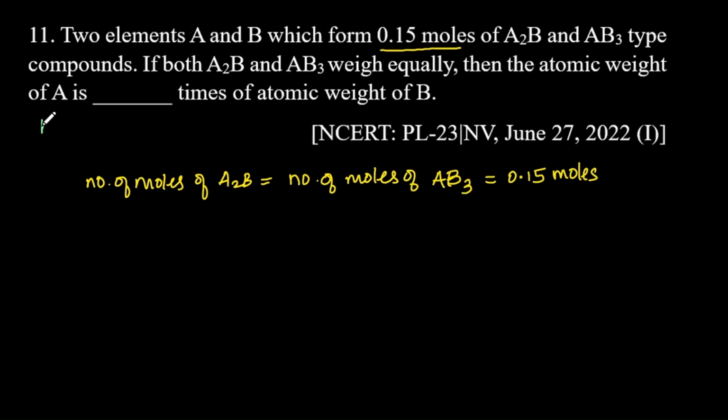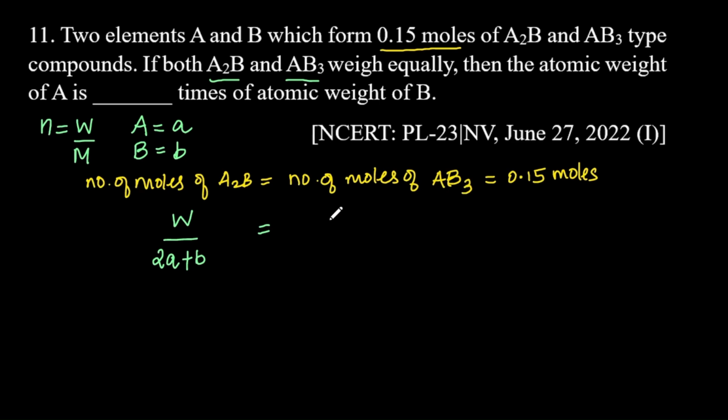Now we know the number of moles formula, n equals given mass by the molar mass. But we don't know the molar mass of A2B and AB3. So let us assume the molar mass of A is equal to small a and the molar mass of B is equal to small b. So now we are going to write the number of moles of A2B as given mass by molar mass of A2B. 2 A atoms are there, so 2 into small a, and 1 B atom is there, so plus small b. Now this is equal to number of moles of AB3.